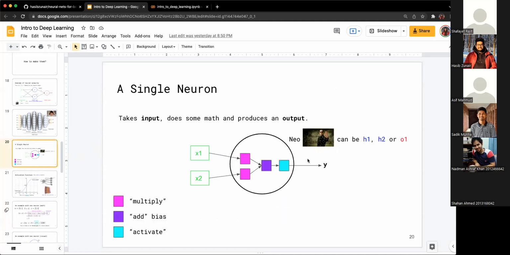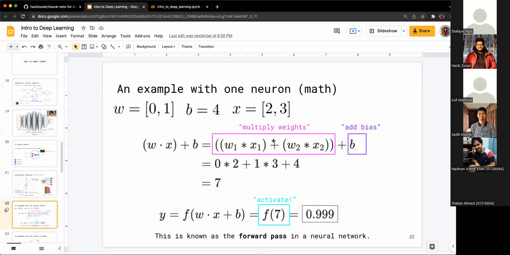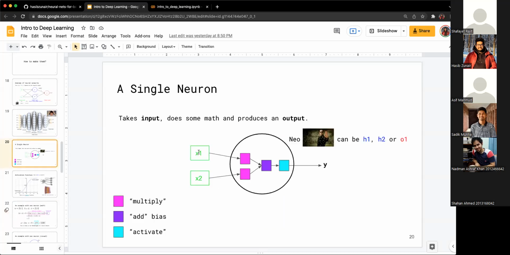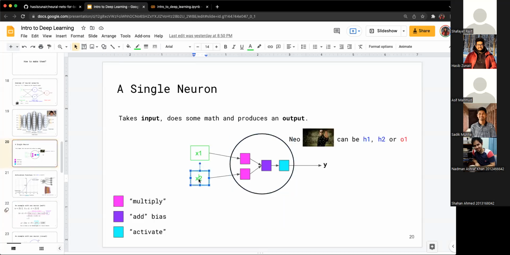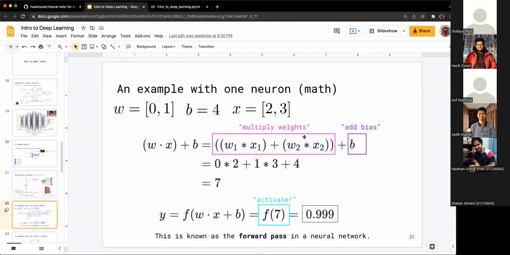Now let's say we want to do this operation by math, by hand. What are we going to do? The first step would be to multiply the weights, which we do over here. It's just W1 into X1 and W2 into X2, which is the same as this. You multiply this one with this and this one with this. After you do the multiplication operation, you simply add a bias. And this gives you this value. In this example, we have a value of 7.